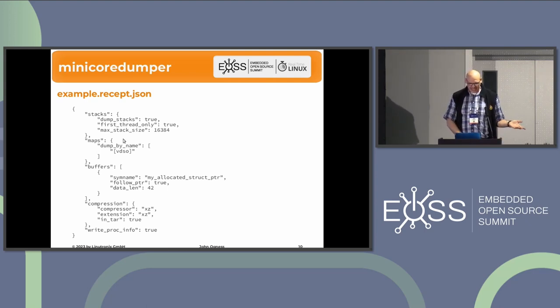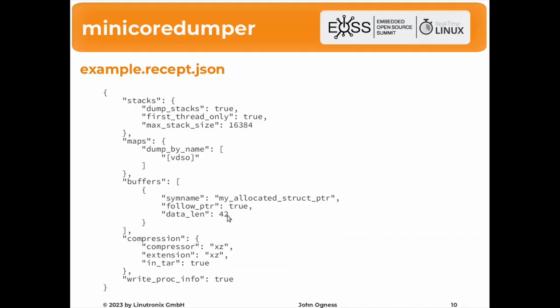Here's some examples of maps you can set for like the VDSO, or you could say I want the whole heap or things like this. These are just some mappings, or maybe there's some shared memory mappings you want to also dump. You can specify individual symbols. So this is an example of like a global variable that I'm specifying. So basically you have the symbol and then the amount of memory behind that symbol that you want to grab.